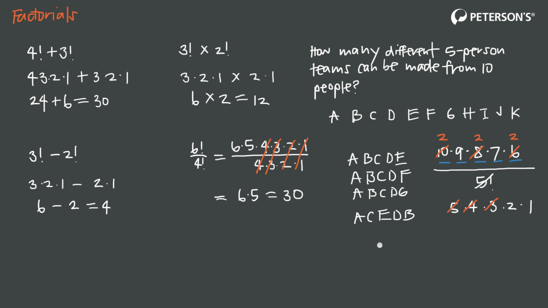Now my multiplication is 2 times 9 times 2 times 7 times 2 divided by 2 times 1. I can again cancel a factor of 2 and 2. And now I just have 9 times 7 is 63, and 2 times 2 is 4. So I get 63 times 4 divided by 1, but dividing by 1 has no effect. So I just have to do 63 times 4, which I can say is equal to 252. So there are 252 different 5-person teams that I can make from 10 people.